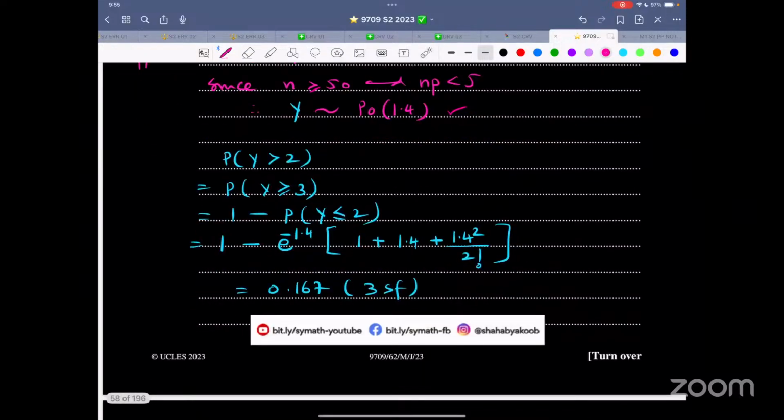And probability Y greater than 2 becomes Y greater than or equal to 3, which is 1 minus probability Y less than or equal to 2. The rest of the working is known.